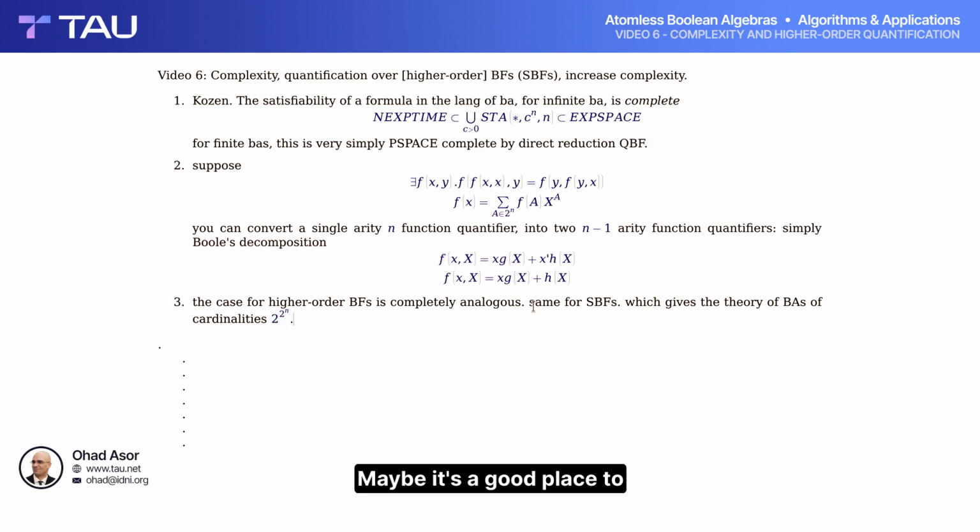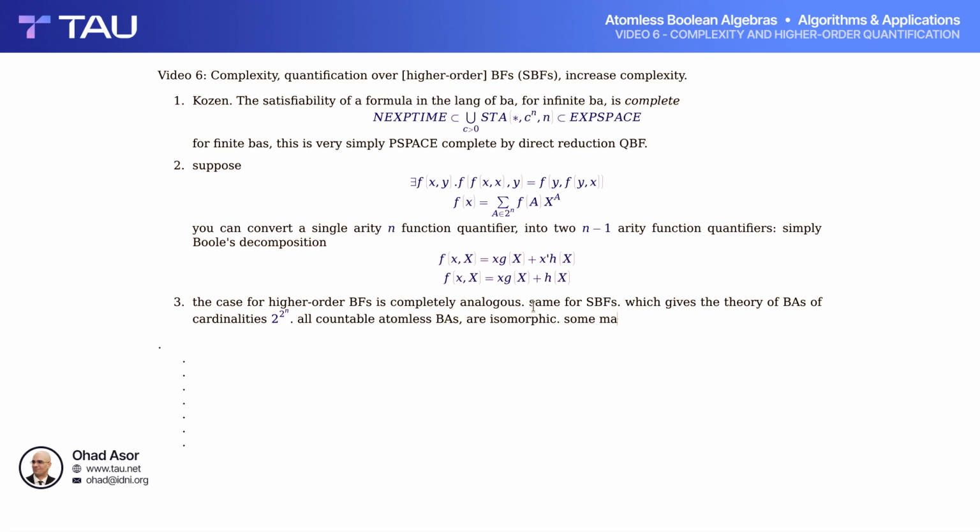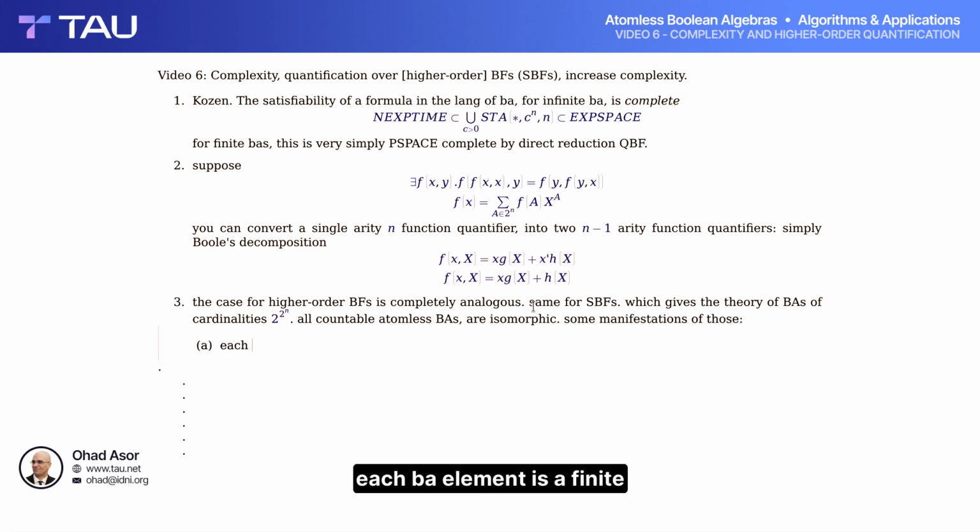Maybe it's a good place to mention something that maybe I should have mentioned before. All countable atomless Boolean algebras are isomorphic. Let's see some manifestations of those. So each BA element is a finite union of left-closed, right-open intervals over the rational numbers.